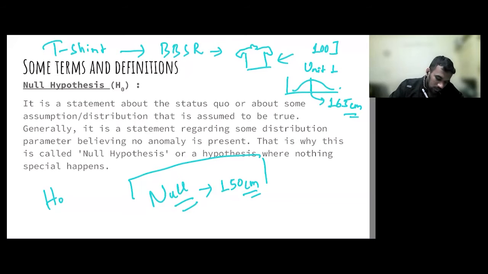So the statement that H naught says, the null hypothesis, is that the mean height of all men and women in Bhubaneswar is 150 centimeter. So this is the status quo, okay? Believing that there is no anomaly present in our distribution. Everything falls right in the slot.